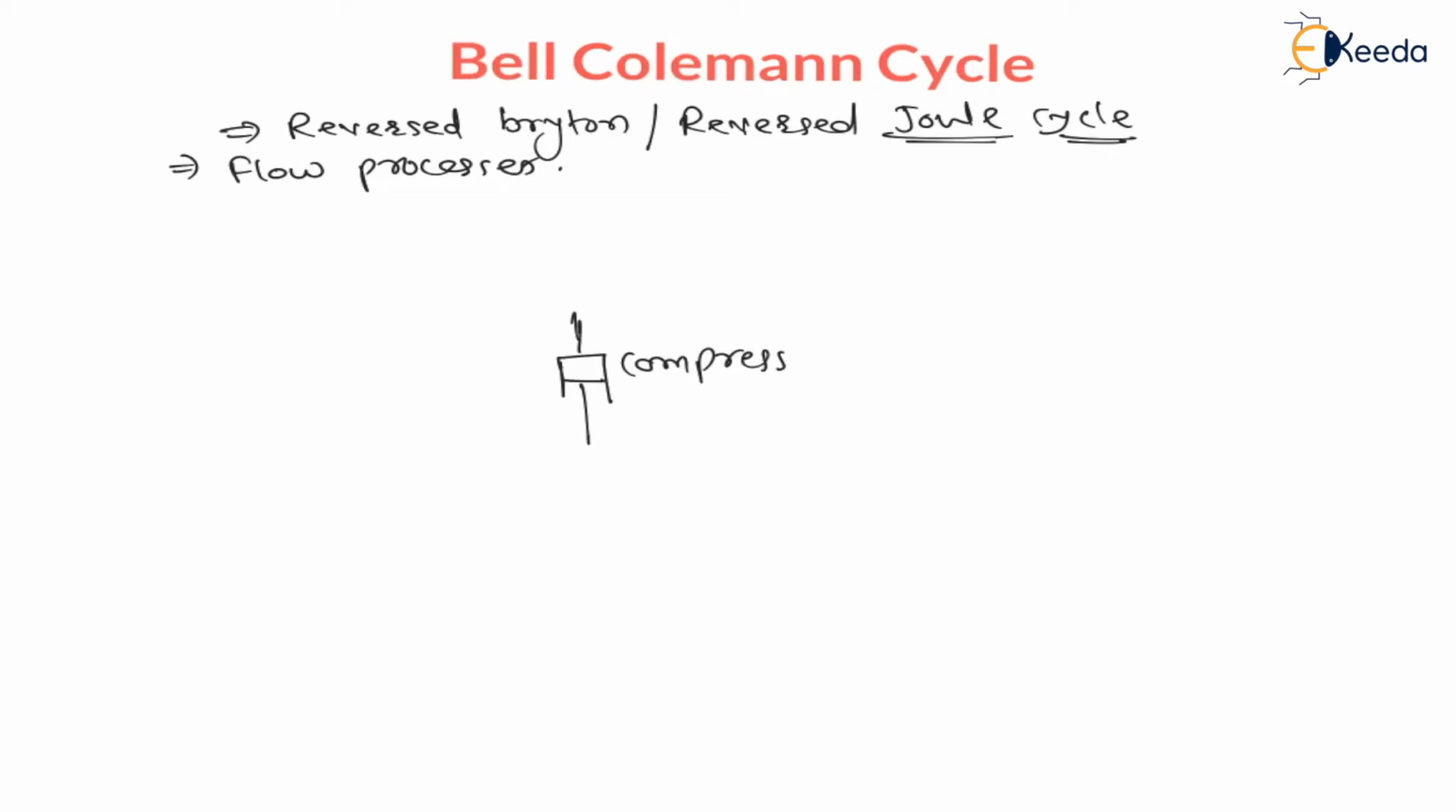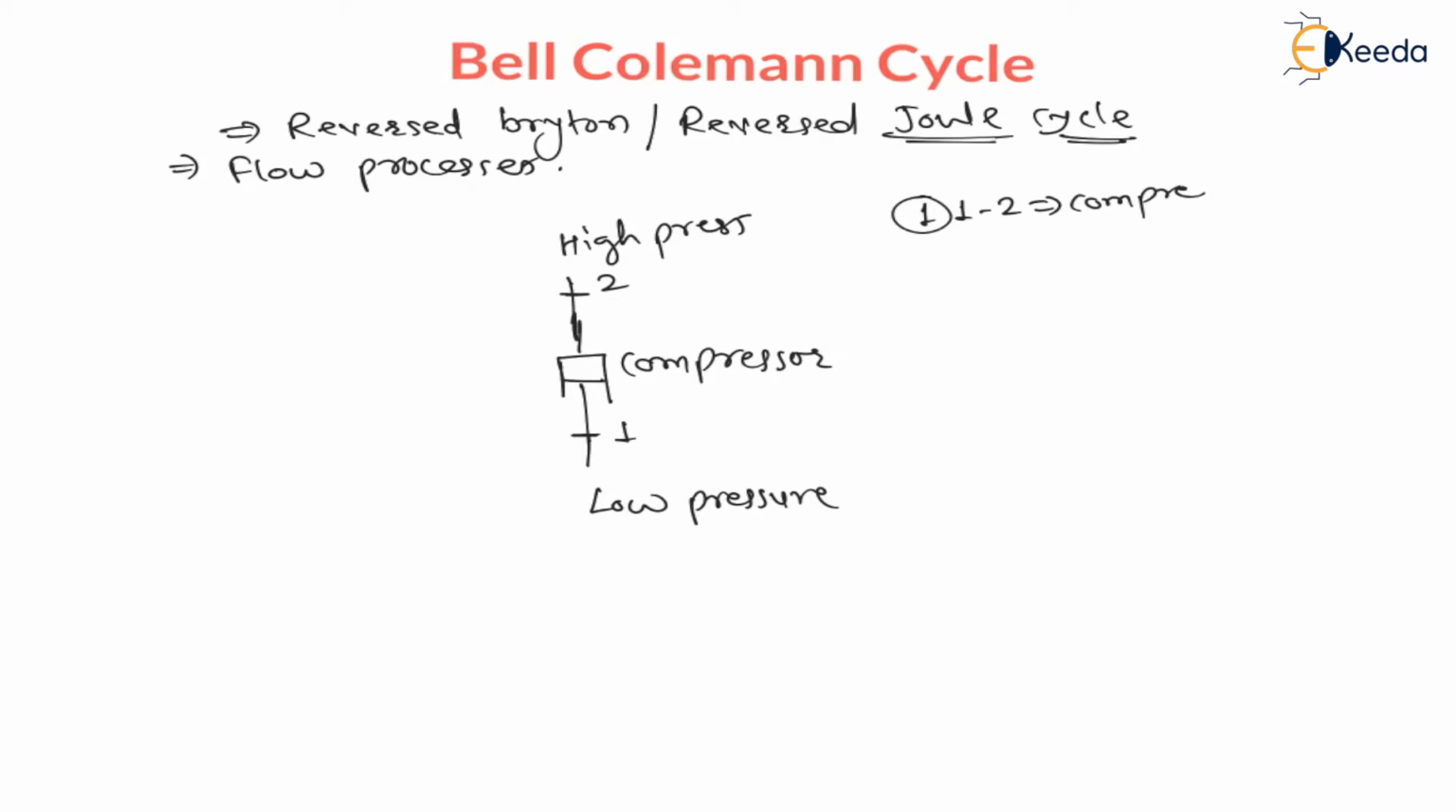The purpose of the compressor is to compress low pressure gas from the low pressure side to the high pressure side. Therefore process 1 to 2 is a compressor, where it is reversible adiabatic compression, also called isentropic compression.